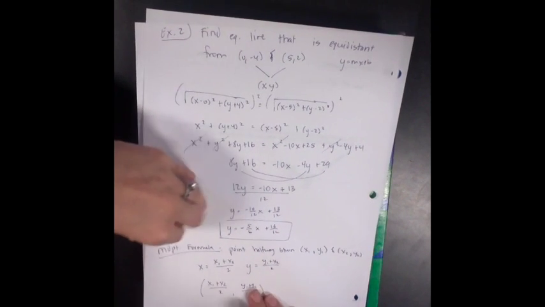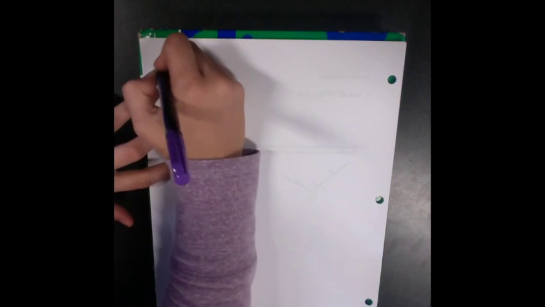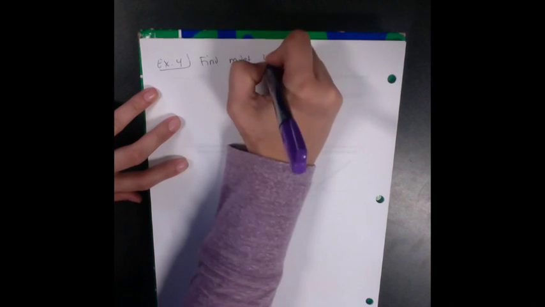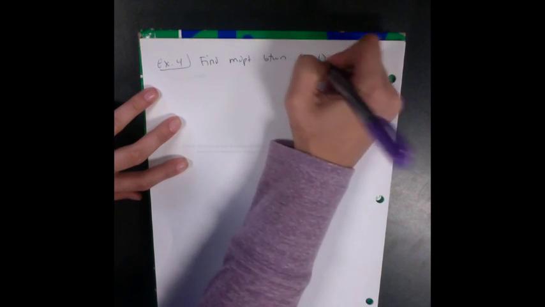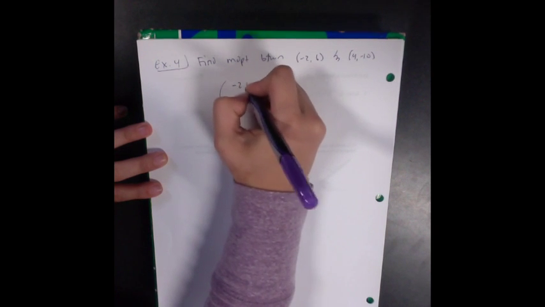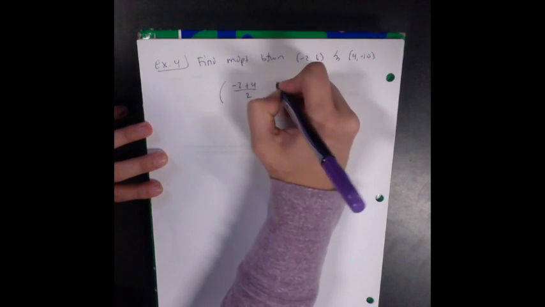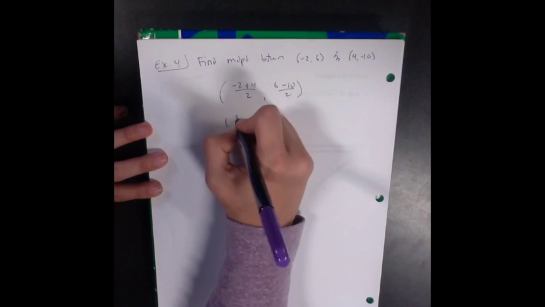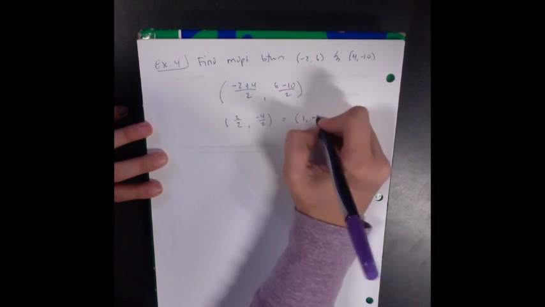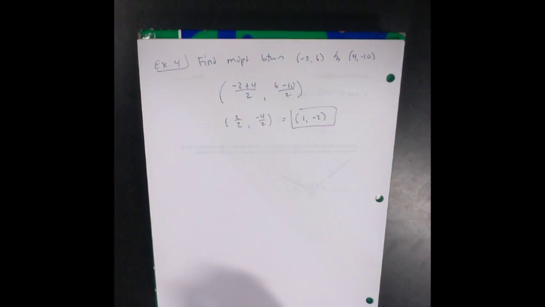Much easier. So let's do an example. Find the midpoint between (negative 2, 6) and (4, negative 10). So it's a point. I do x1 plus x2 over 2 and y1 plus y2 over 2. I simplify, so negative 2 plus 4, I have 2 over 2. 6 minus 10, I have negative 4 over 2. This leaves me with (1, negative 2). That is my midpoint. Okay?